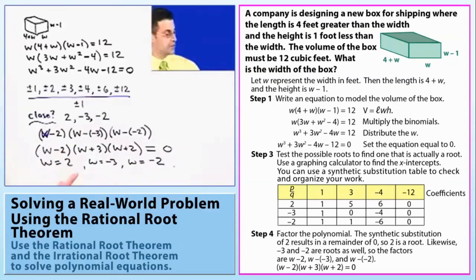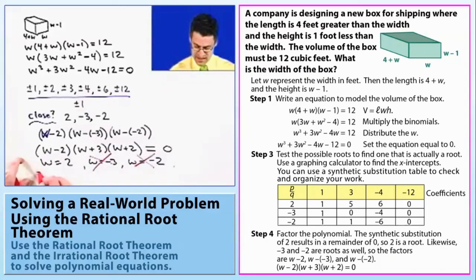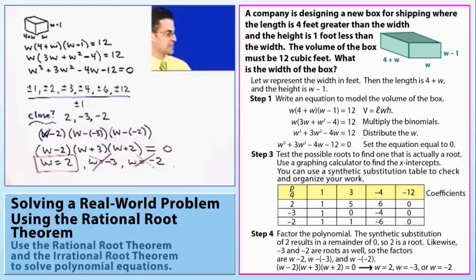So are there 3 answers? Well, no, because W represents a width. That means that it's actually positive. So we throw away the negative solutions for this context, and we see that the width has to be 2 feet.